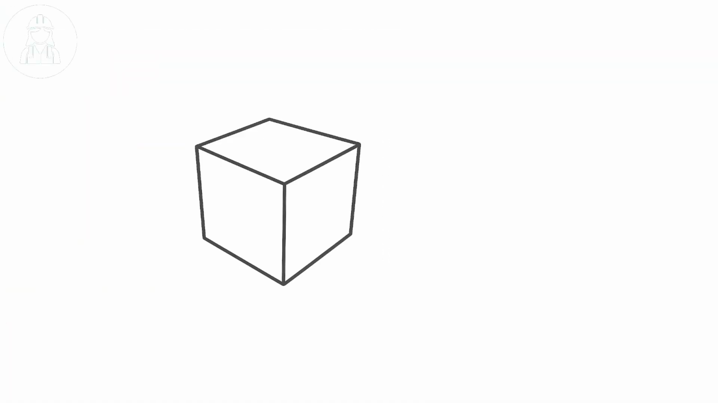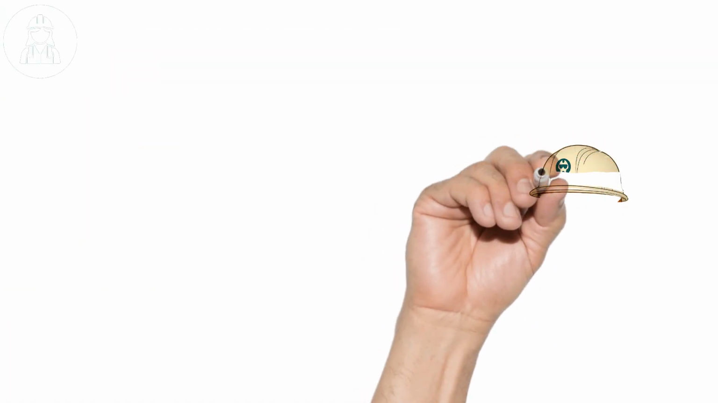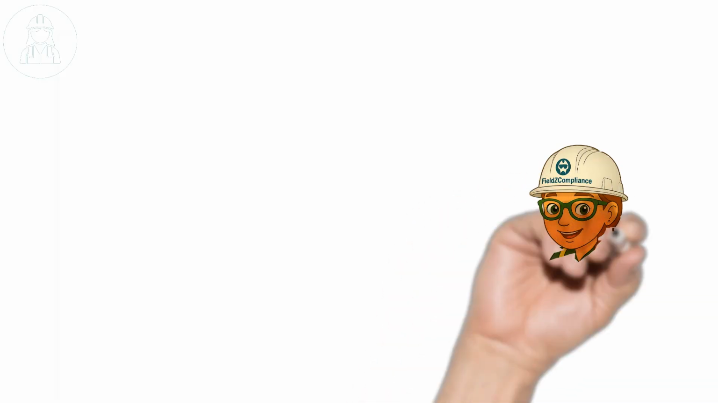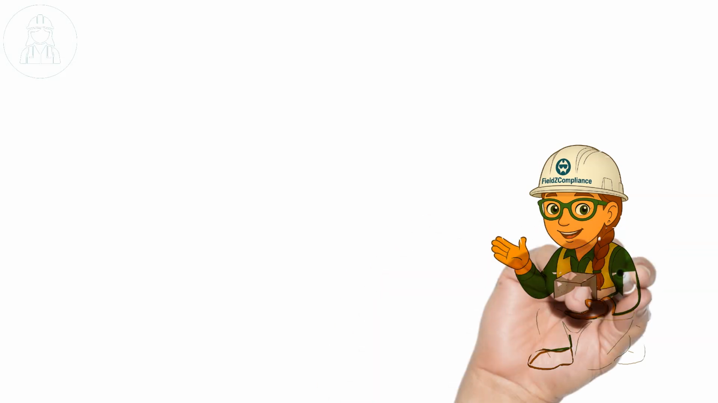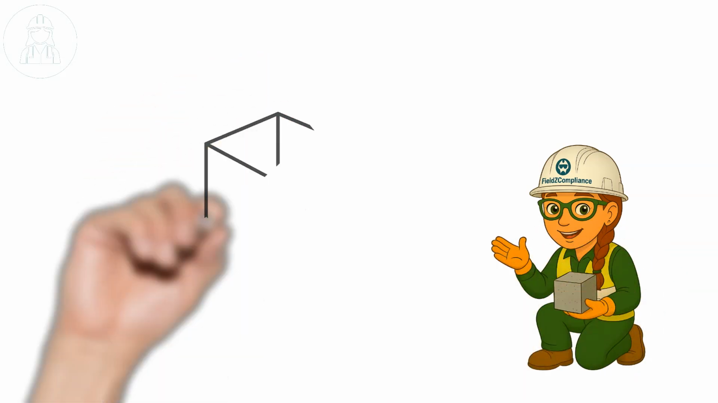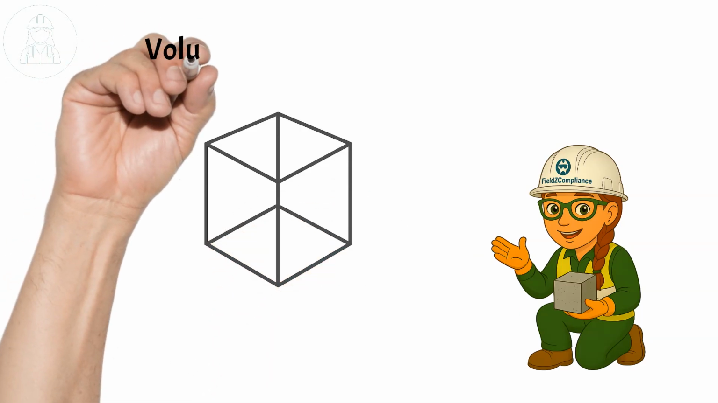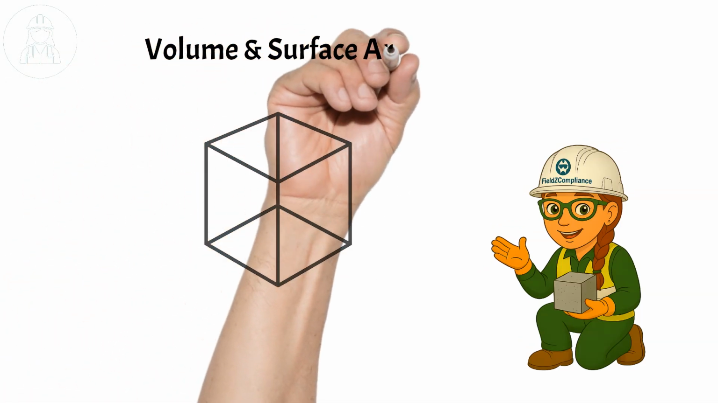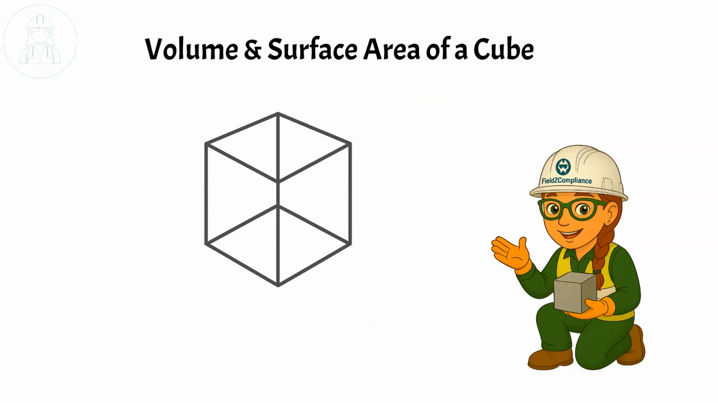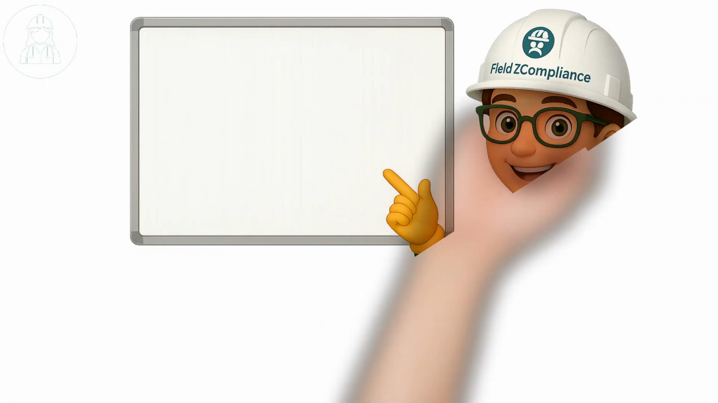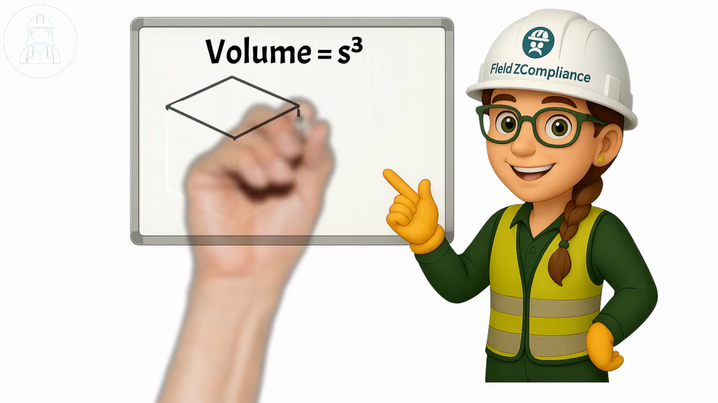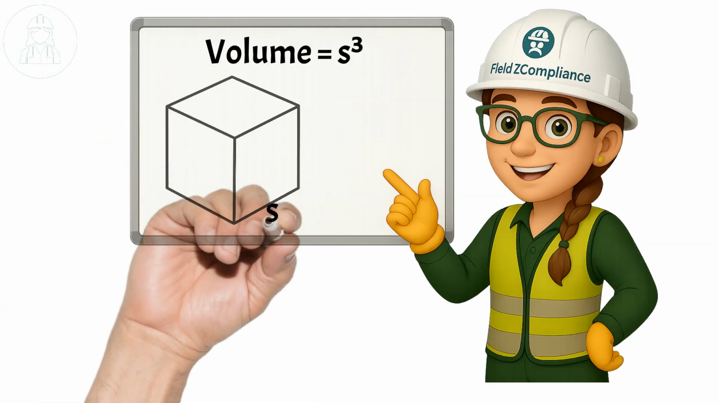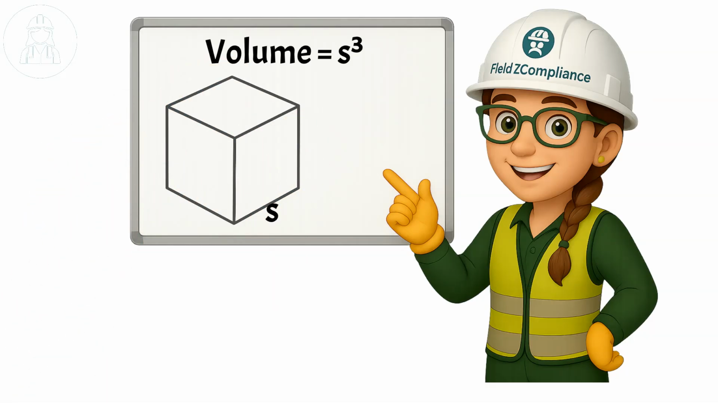Now let's look at cubes, another shape you'll find often in the field. In construction, cubes show up in things like concrete test samples, structural blocks, or even storage boxes. To fully understand a cube, we need to know two main measurements: the volume, which is the space inside the cube, and the surface area, the total area of all its outer faces. The formula for the volume of a cube is V equals S cubed, where S is the length of the side. Think of volume as how much material can fit inside.